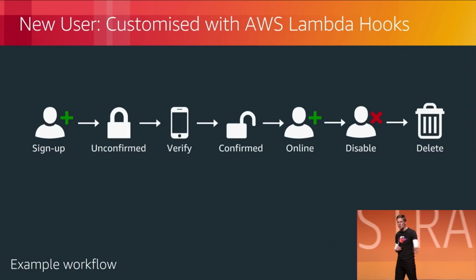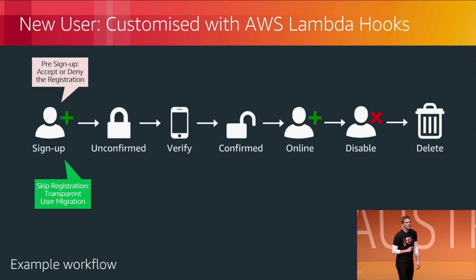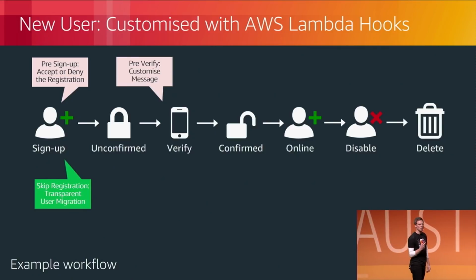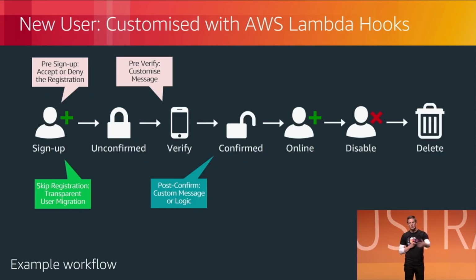So here we are, back to our standard user flow from sign up to decommissioning. What kind of checks and balances might I put in here? Well, we talked earlier about, say, importing users to our user pool. If we do that, we need to skip the registration, do a transparent registration, and put them straight into the unconfirmed state so that they can verify.